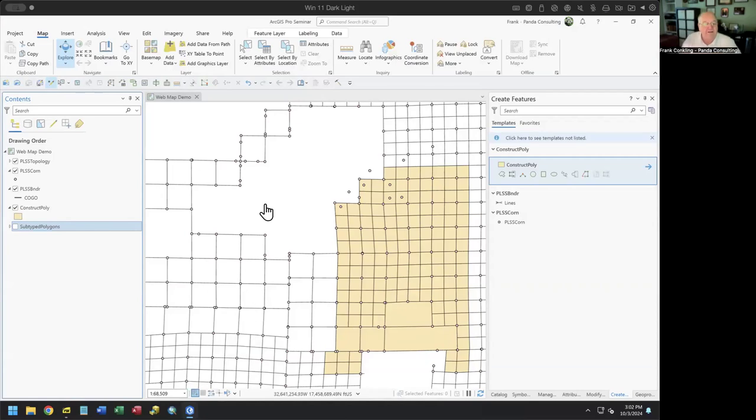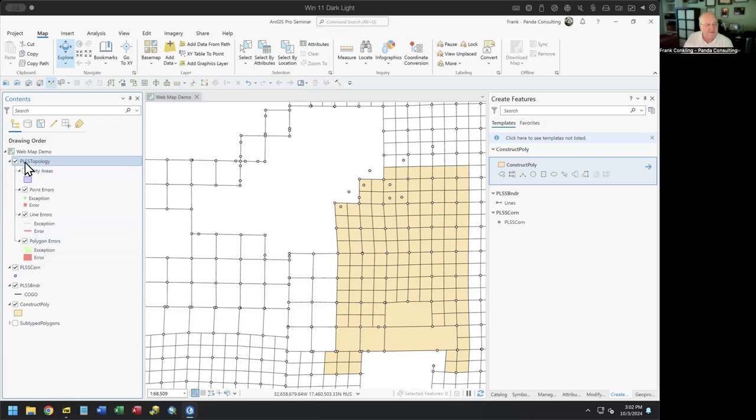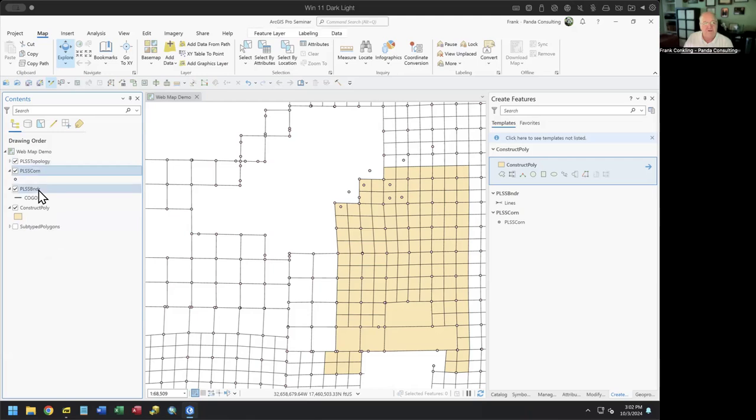This is in fact our demo ArcGIS Pro project. And right now what we have in here is a topology that we had created previously. Again, this is the way it appears inside our table of contents. We have a point feature class, a line feature class, and a polygon feature class.